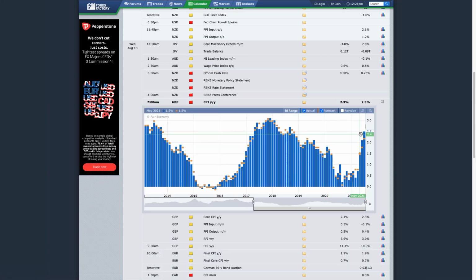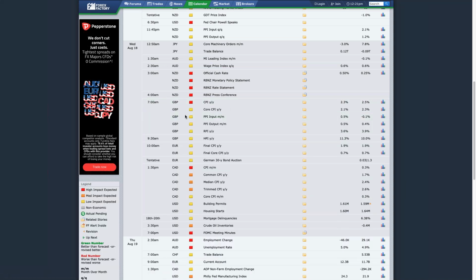So anything above 3% and expect the pound to really race higher because it will raise animal spirits, who will think, well, the Bank of England has to act in order to control that inflation. So any spike higher inflation will be pound positive. Watch out for that.